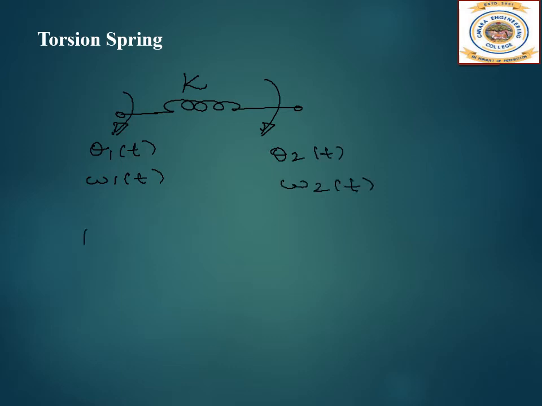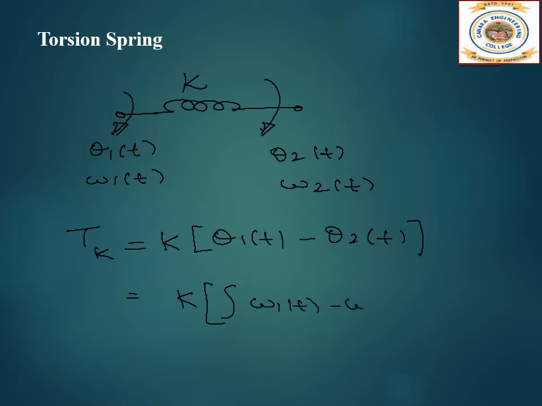Here again the reaction torque, that is Tk, is represented as k into theta 1 of t minus theta 2 of t, which is k into, in terms of angular velocity if I represent, omega 1 of t minus omega 2 of t dt.